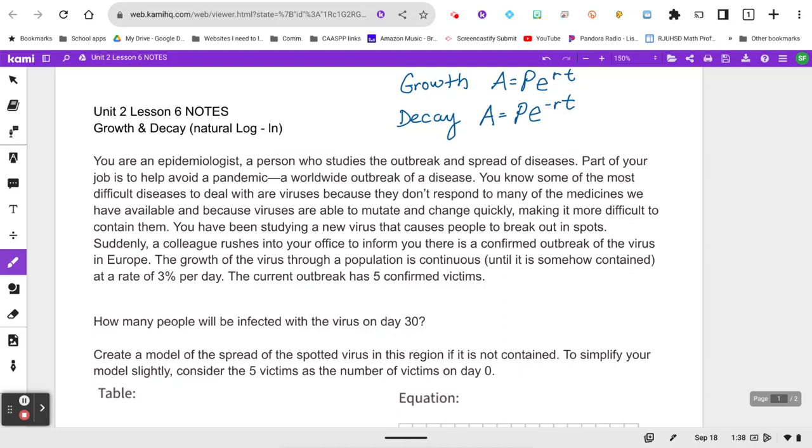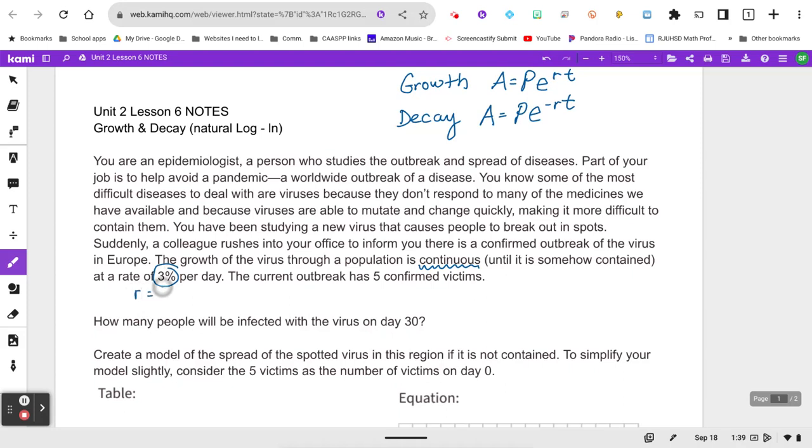You have been studying a new virus that causes people to break out in spots. Suddenly, a colleague rushes to your office to inform you that there is a confirmed outbreak of the virus in Europe. So, the growth of this virus through a population is continuous. Now, that big hint word tells us that we are using the E formula, at a rate of 3% per day. So this is your rate.